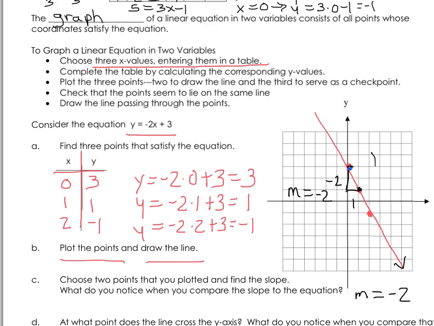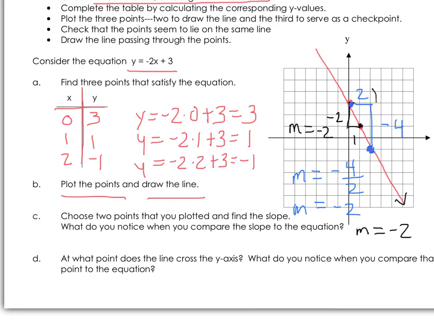Just for fun, let's do it again. Only this time, let's use this point and this one. So if we think about the rise, or in this case, the fall, negative 4, the run of 2, once again, we calculate the slope, rise over run, negative 4 over 2. Look at that, that simplifies into negative 2. It doesn't matter which 2 points you choose to use to calculate the slope. You still will get negative 2.